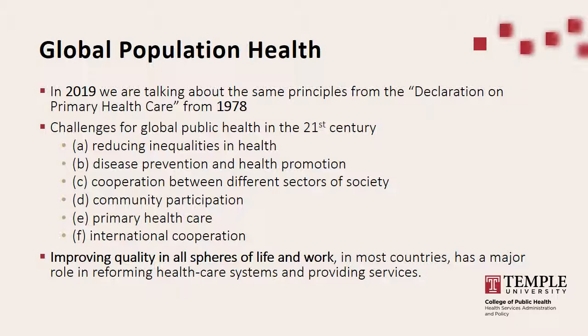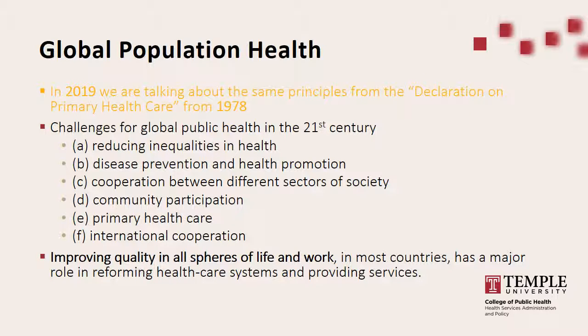Now let's look at a broader level at global population health. In 2019, we are still talking about the same principles from the Declaration on Primary Health Care from 1978. Challenges for the global public health in the 21st century include reducing inequalities in health, disease prevention, and health promotion, keeping people well and not waiting until they come into our hospitals where they could end up getting infections or even getting sicker.